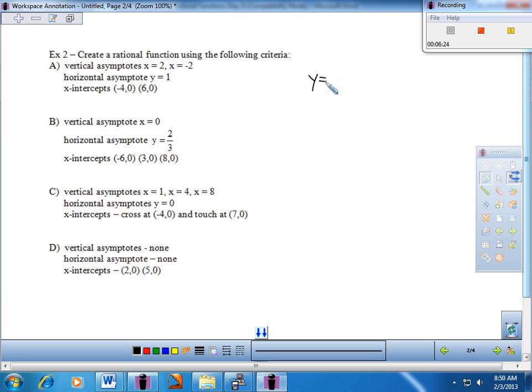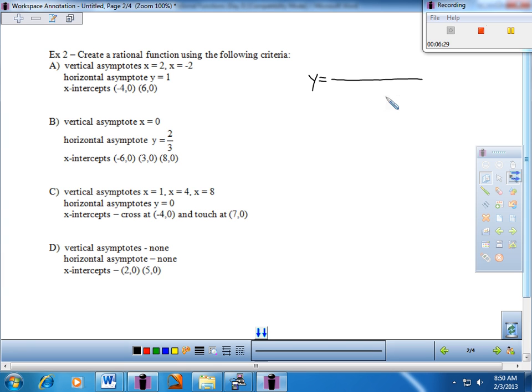First and foremost, it does say create a rational function using the following criteria. So a rational function is just going to be f of x equals or y equals, your choice, doesn't matter. And because it's rational, we're talking about basically a fraction line separating the numerator and the denominator. So let's play it out. Here's the order of business. If I have vertical asymptotes at x equals 2 and x equals -2, the question becomes where do they come from and what would have to be embedded inside our function to create them?